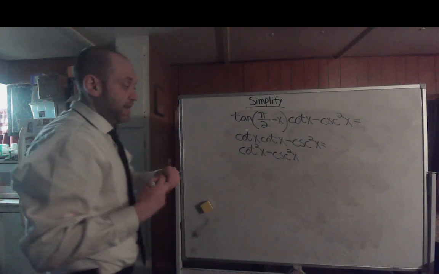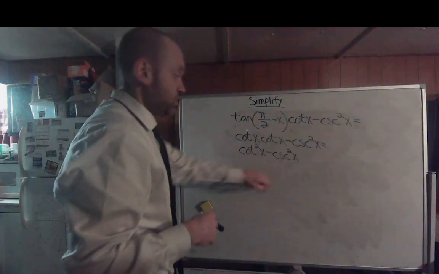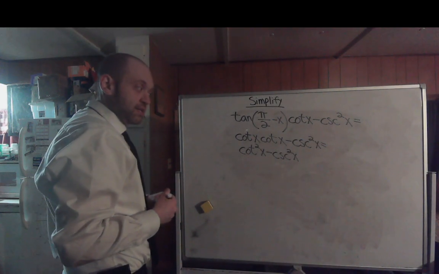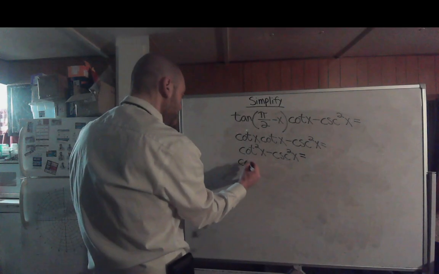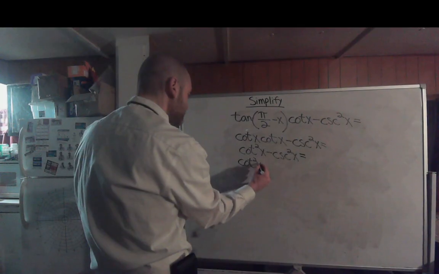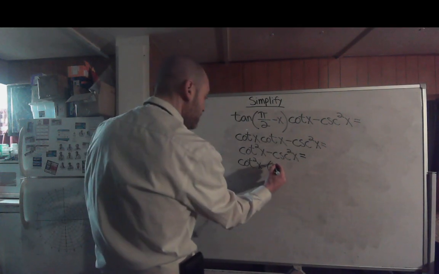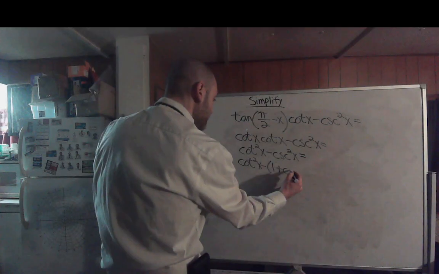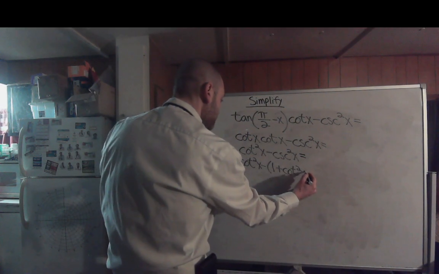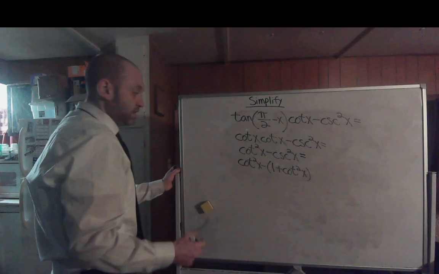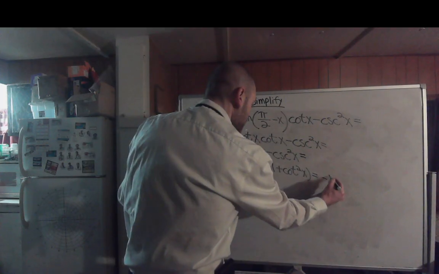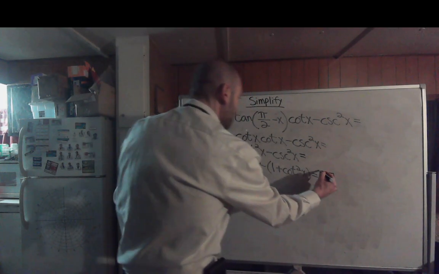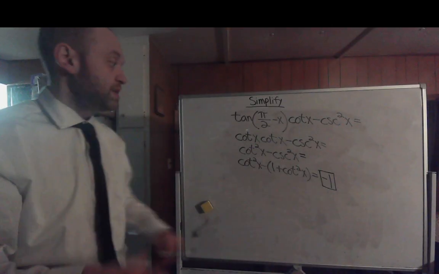Now, we have an identity for the cosecant squared of x, right? What is that? That's 1 plus cotangent squared of x. So if you take the cotangent squared of x minus the quantity of 1 plus the cotangent squared of x, the cotangents will cancel out, and you'll just be left with negative 1. So all this would simplify into negative 1.